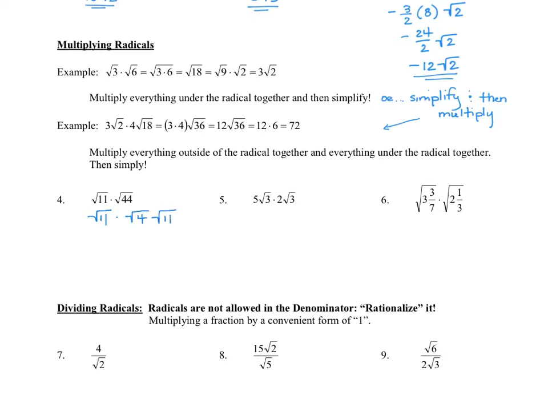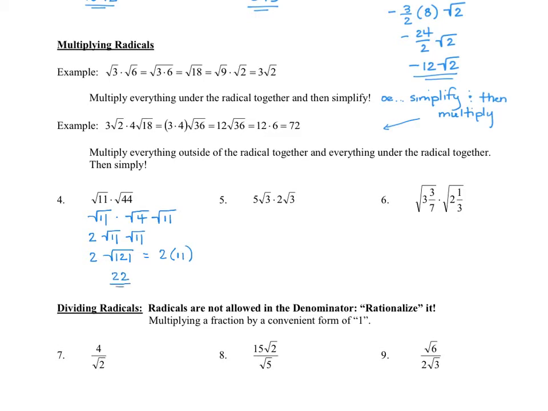The square root of 4 is 2, so I'm going to bring that out front. And then I'll have still the square root of 11 times the square root of 11, which is 2 times the square root of 121. The square root of 121, though, is 11, and 2 times 11 is 22.